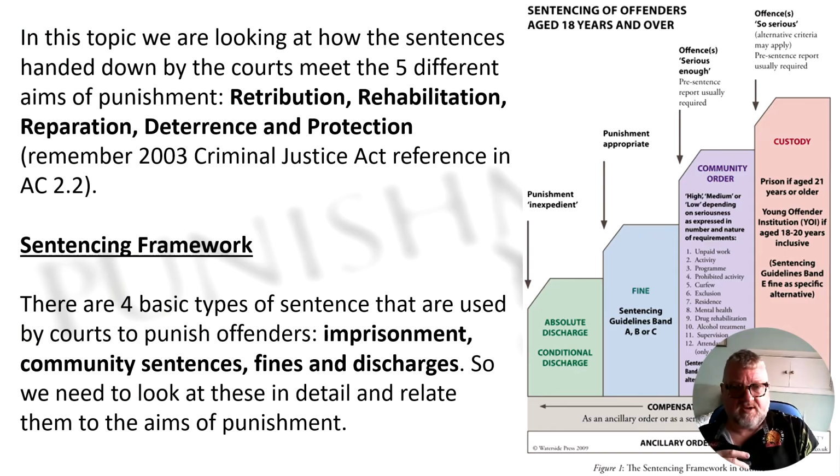Now, the way the framework works is that it goes from least serious to most serious. So an absolute or conditional discharge is the least serious sentence that a court could give you, then a fine, then a community order, and then imprisonment, custody. Sometimes fines and community orders can go together, but it's neither here nor there. There's a hierarchy of sentencing in this country. So basically, this AC is looking at how do these relate to these.